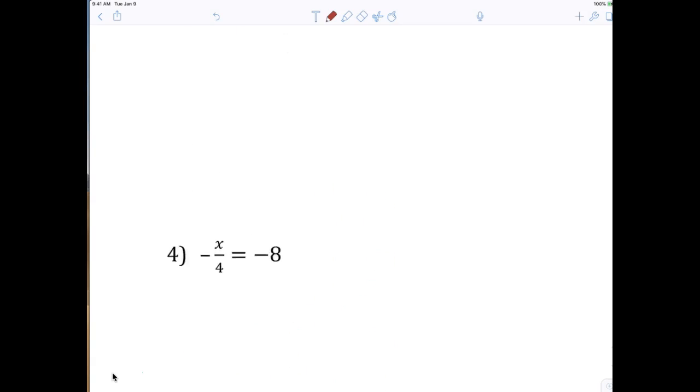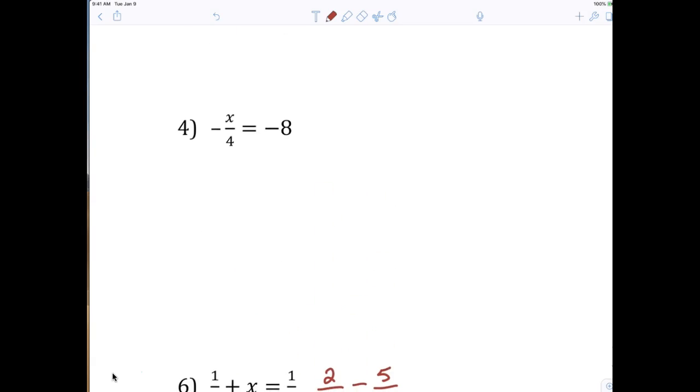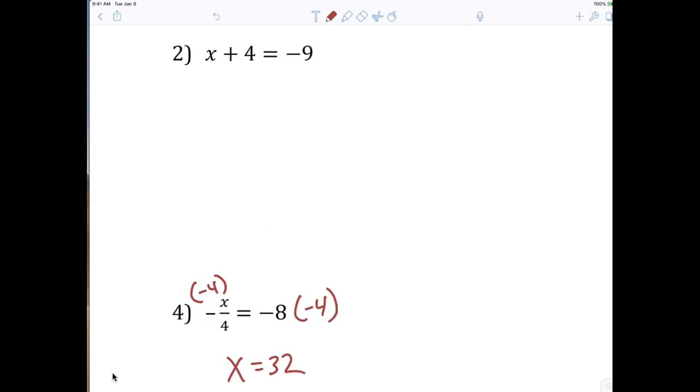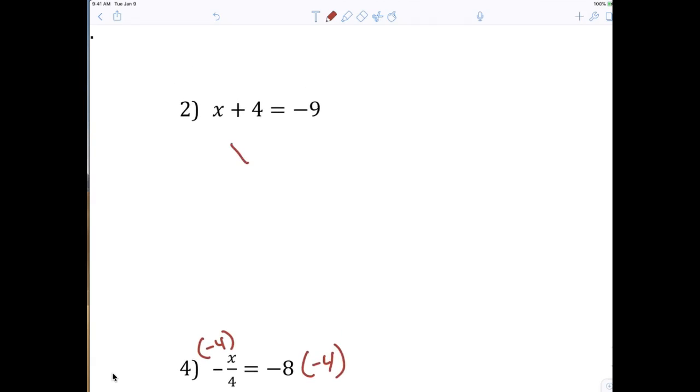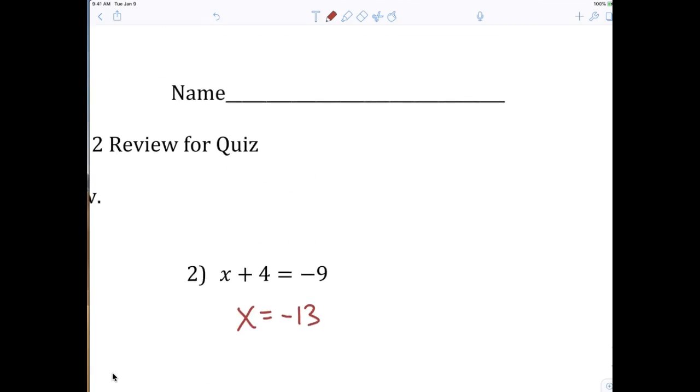All right, here we go. Multiply both sides by. Good job. And so x equals what? X equals 32. And then x equals, should be able to say negative 13. Is that it? Oh, okay, that's it.